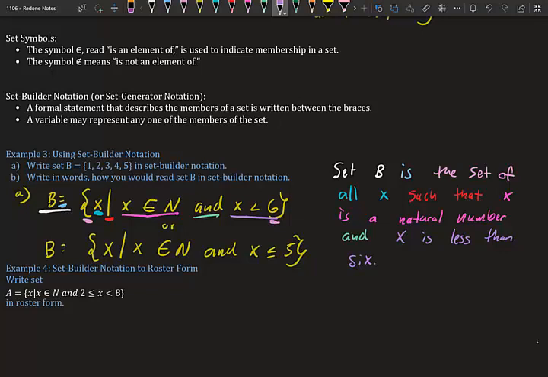So using words, read along as we go through the set builder notation. Set B is the set of all x such that x is a natural number. That's a way to say x is an element of the natural numbers. And x is less than 6. If you wanted to write the bottom one, everything would be the same except the purple. We would just say x is less than or equal to 5.